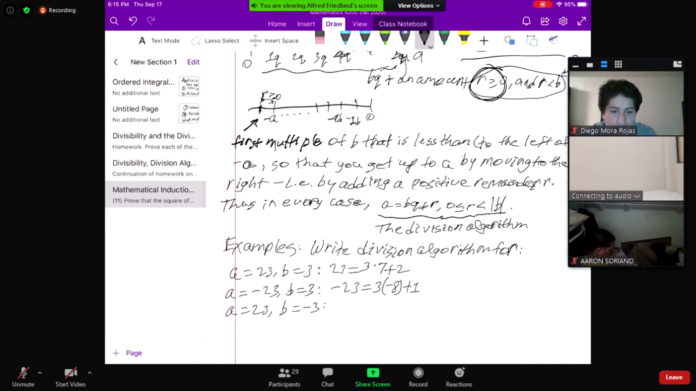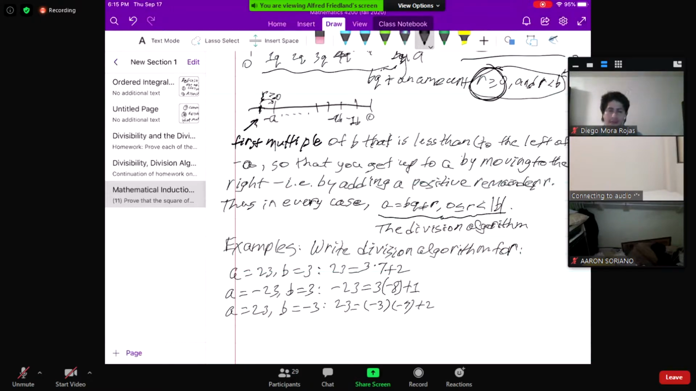In the third case, this time A was still positive, but B was negative. So this time we'll write 23, that's your A, equals, and now your divisor is negative 3, so we have to multiply by something, and we want to get to positive 23. Well, we have a negative 3 there, so to get to a positive number, we're going to want a negative there. Now, if you take a look at that a moment, if you multiply by negative 7, that gives you positive 21, and then we can get up to 23 there by adding 2.